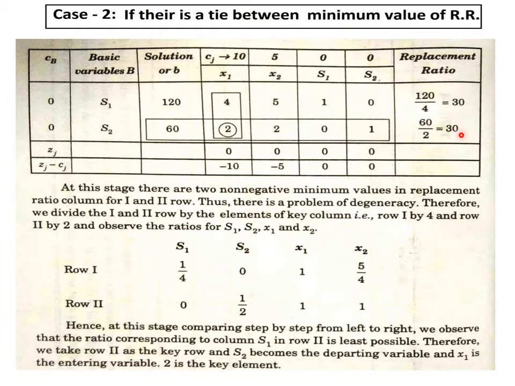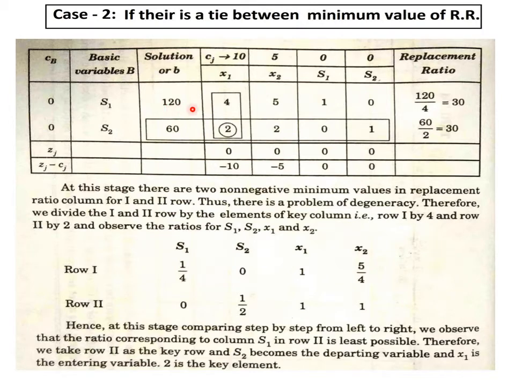That means there is not a single minimum value of Rr. And using minimum value of replacement ratio, what we do? We select the outgoing, the departing variable. Here as it is the same, that means using this 30, s1 may be the departing variable and that 30, s2 may be the departing variable. So we have to choose which one is to be the departing variable.